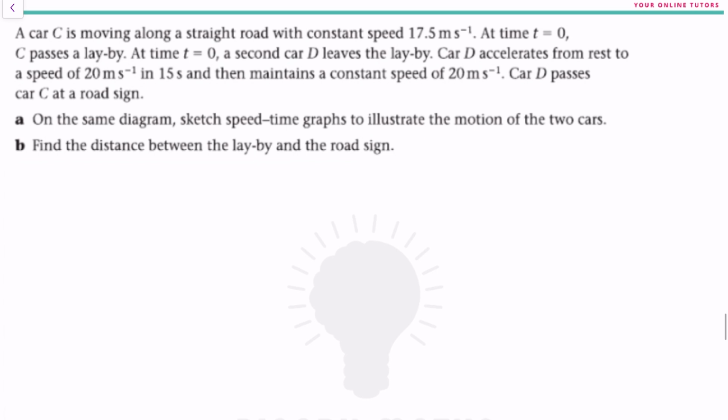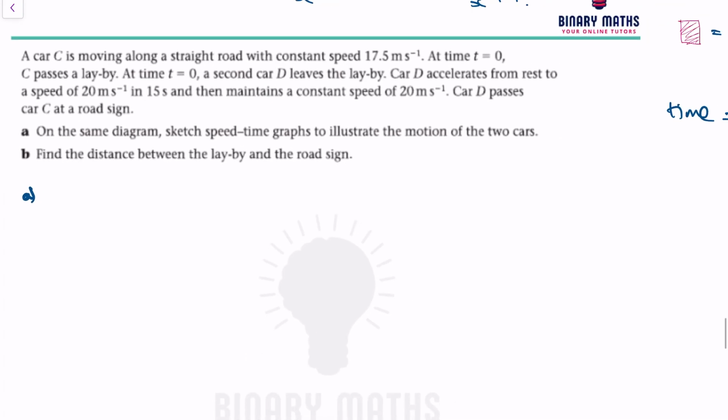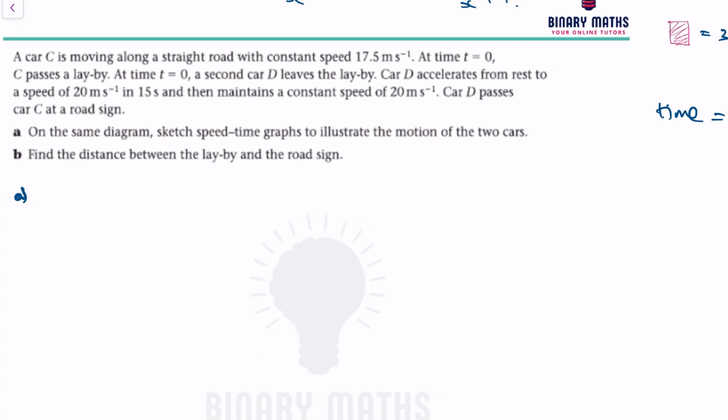A car C is moving along a straight road with constant speed 17.5 meters per second. At time t equals 0, C passes a lay-by. At time t equals 0, a second car D leaves the lay-by. Car D accelerates from rest to a speed of 20 meters per second in 15 seconds and then maintains a constant speed of 20 meters per second. Car D passes car C at a road sign. A. It says, on the same diagram, draw a sketch speed time graph to illustrate the motion of the two cars.